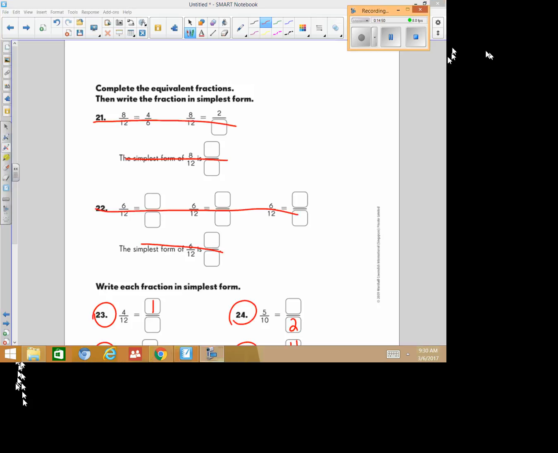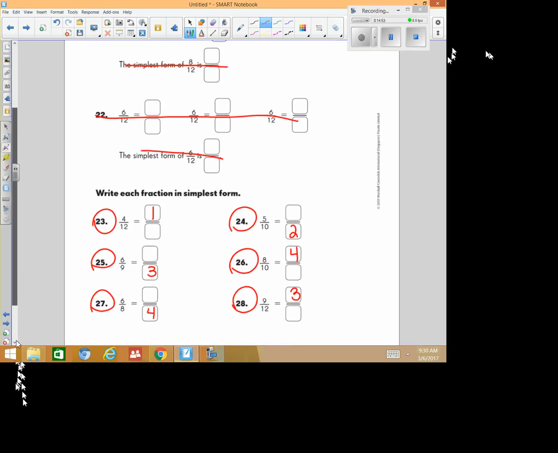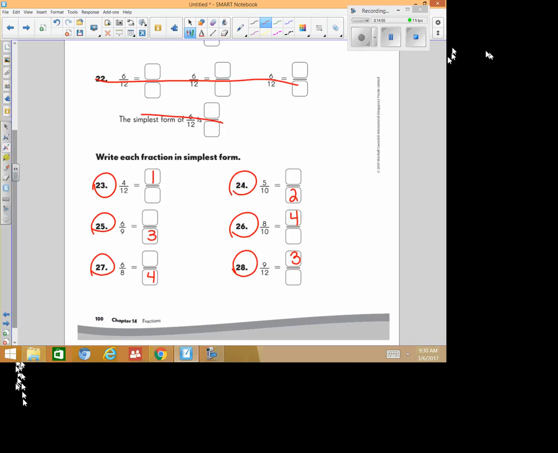We aren't going to do 21 and 22, but you are going to do these down here, okay? I've gone ahead and filled in one. You have to do the other, okay? You have to do the other for homework. You can start now. You still have some time.